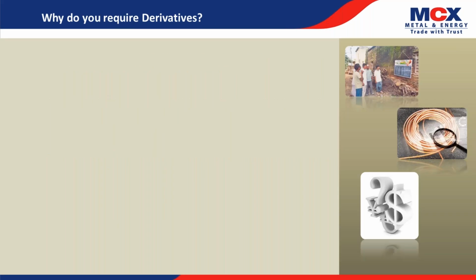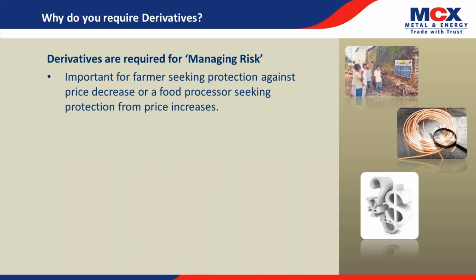Why do we require derivatives? Derivatives are required for managing risk. It's important for farmers seeking protection against a price decrease, or a food processor seeking protection from a price increase. You can think about it from the point of view of a farmer who wishes to sell a crop 6 months ahead in time, or a food processor who requires a raw material at some time in the future. Both of them are worried that the price might move against them.